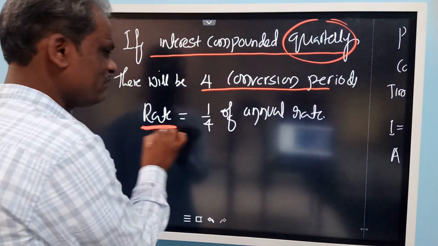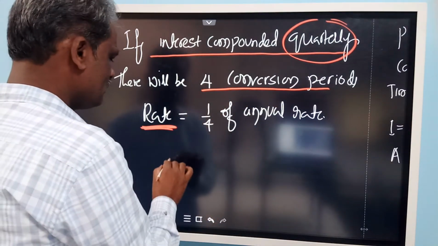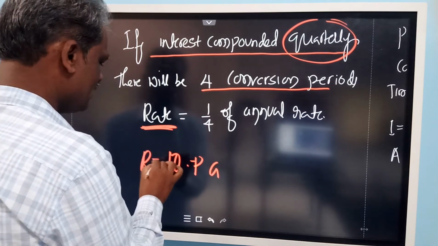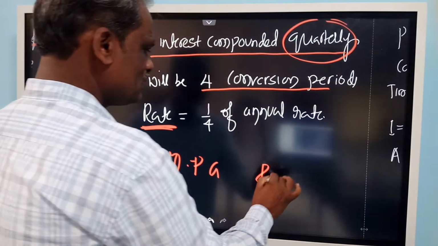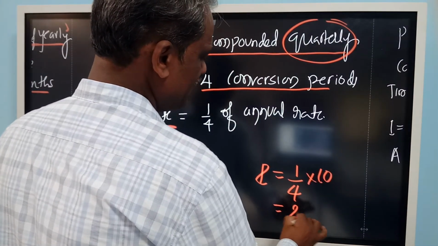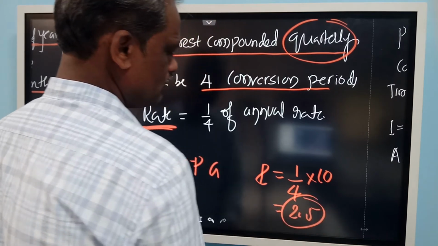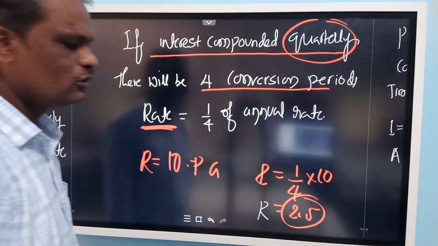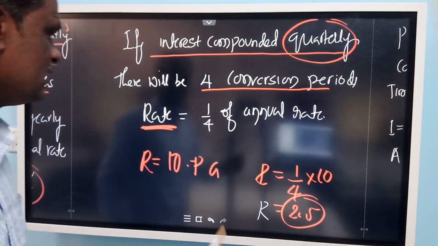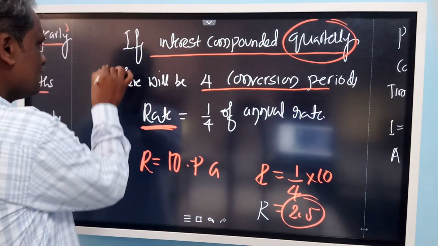So change the rate of interest. Suppose 10% is per annum, per annum is given here. It becomes 1 by 4 of 10. How much does it become? 2.5, or 5 by 2. Both are the same. So you understood this? Two important things.